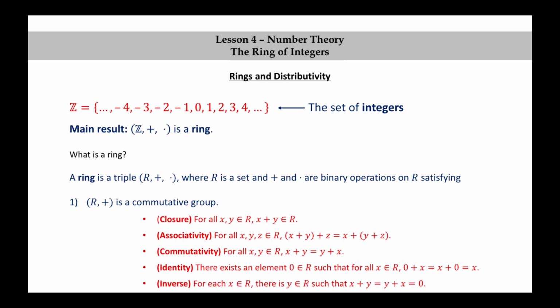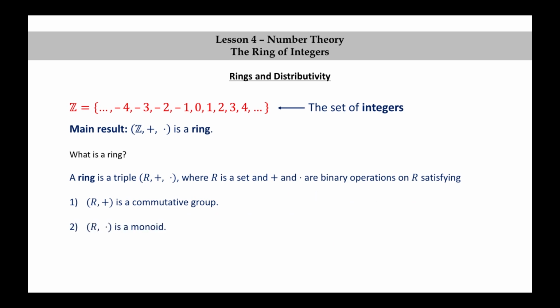Inverse. For each x in R, there is y in R such that x plus y and y plus x are both equal to the additive identity 0. We will usually write negative x for the additive inverse of x. So we have that x plus negative x and negative x plus x are both equal to 0.